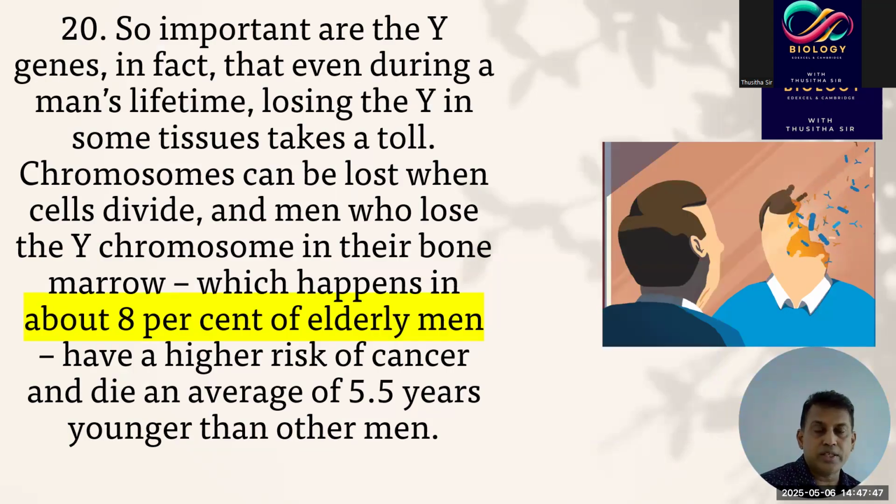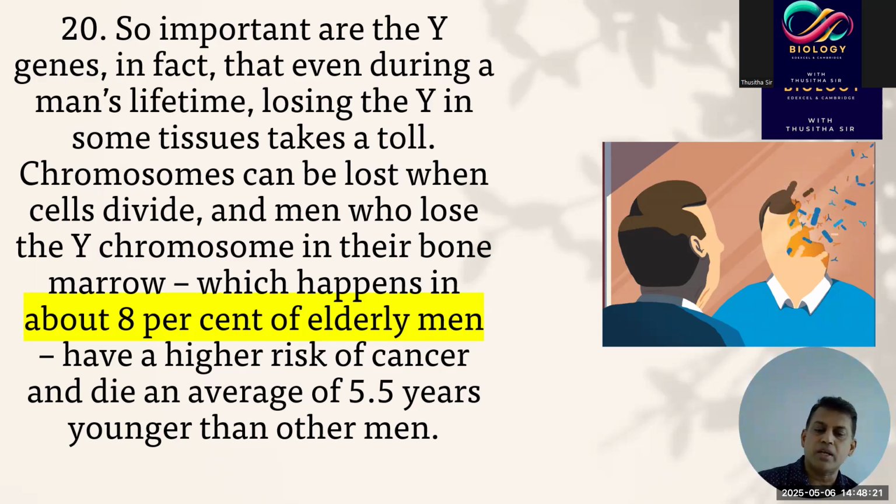The loss happens in about 80% of elderly men. Now, if everything we discussed happens in people, losing the Y in some tissues takes a toll. Chromosomes can be lost when cells divide, and men who lost the Y chromosome in their bone marrow, so bone marrow also loses the Y chromosome, which happens in 8%, then have a higher risk of cancer and die on average 5.5 years younger than other men. This can lead to cancer and they can die early.